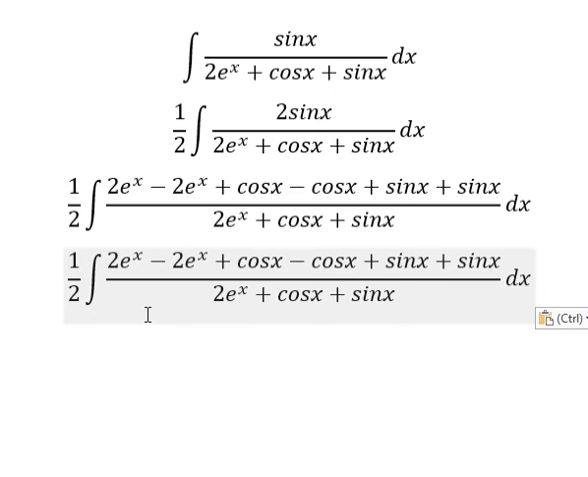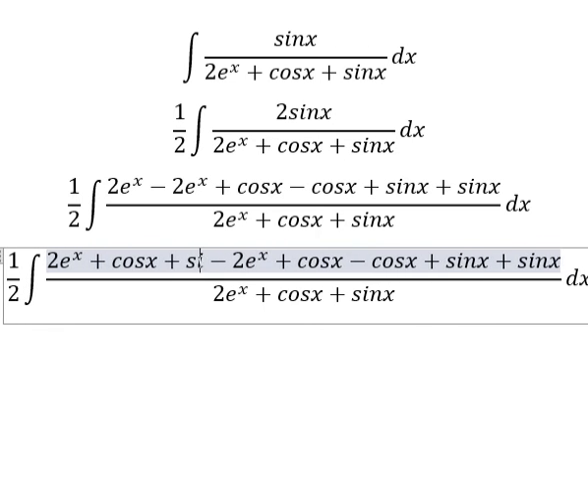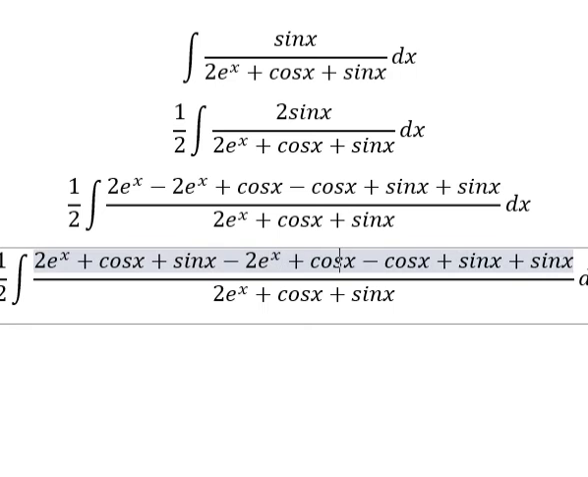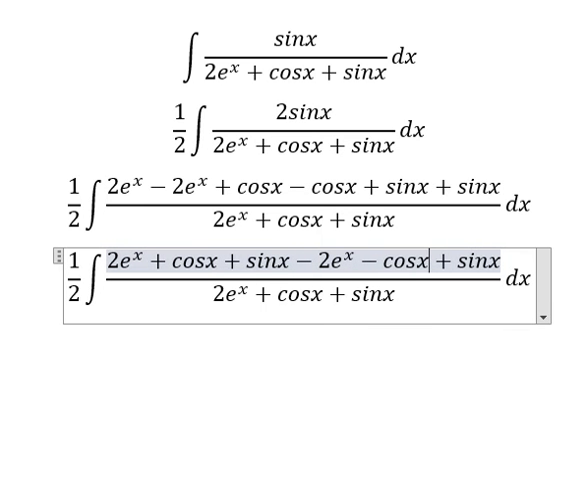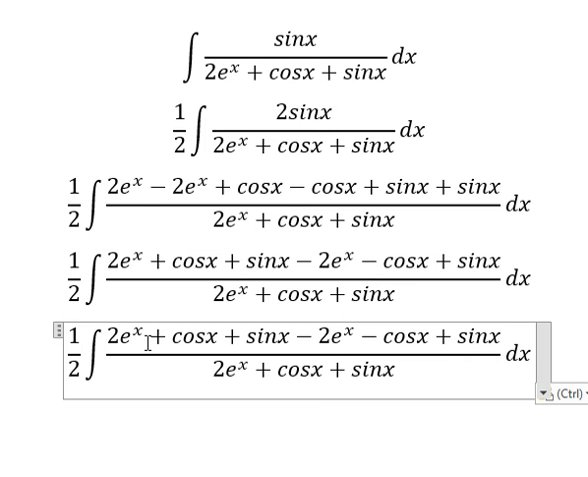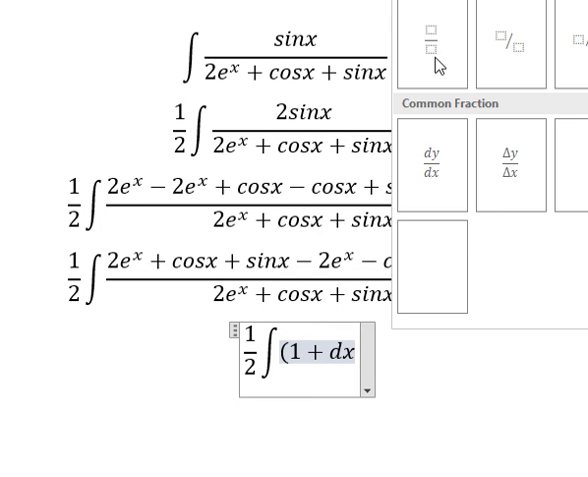Next, 2e to the power of s plus cosine s and sine s. We can put this one here. So this one divided by this one, we have number 1. And now we just have it like this.